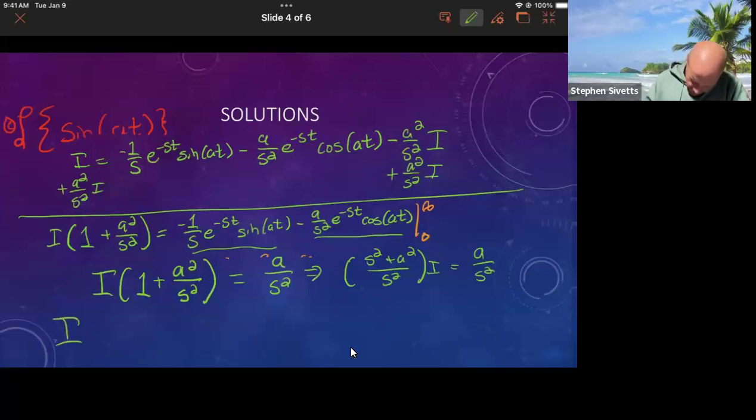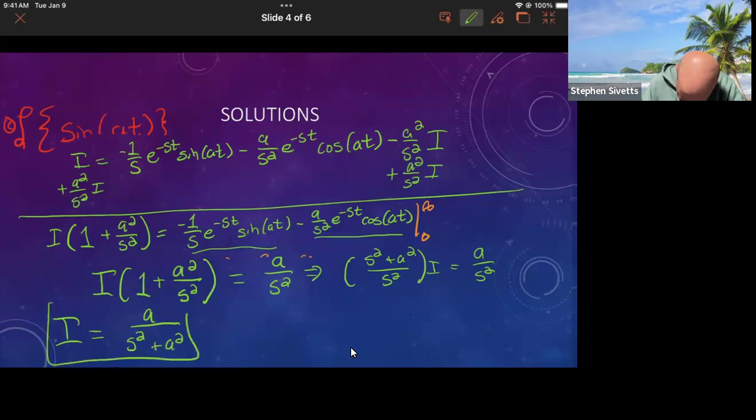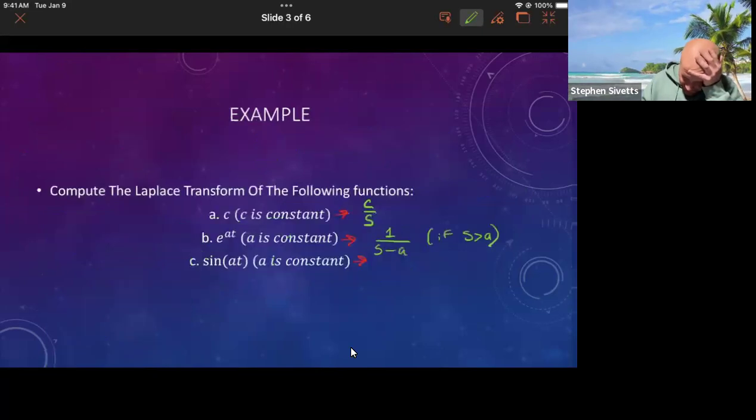Okay, so this integral here, once you evaluate it, equals a over s squared plus a squared. So that is the Laplace transform for sine of at. So I'm going to write it down here. So a over s squared plus a squared.